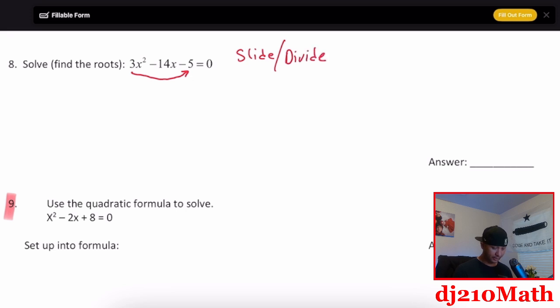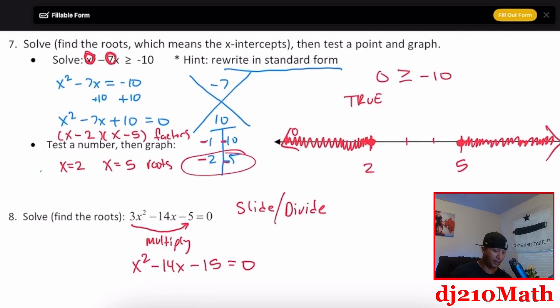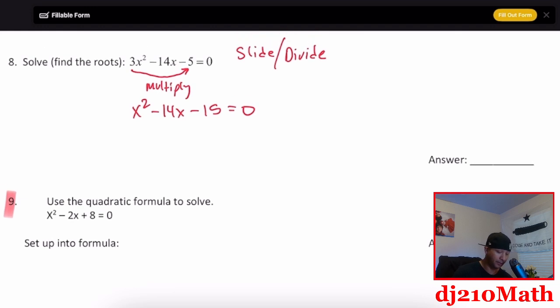Slide and divide method. So when you slide the 3 over, you multiply. That means we're going to have to divide by 3 later on in the process. So x squared minus 14x minus 15, because 3 times 5 is 15. This type of problem can definitely be factored using the method that we used above, right? The typical x method. So looking at the x method, we say, okay, -15, numbers that multiply, and when we add those numbers together, we want to make -14.